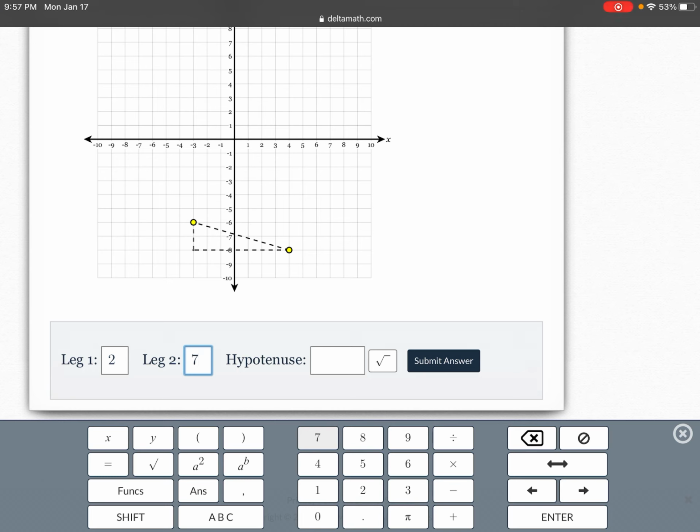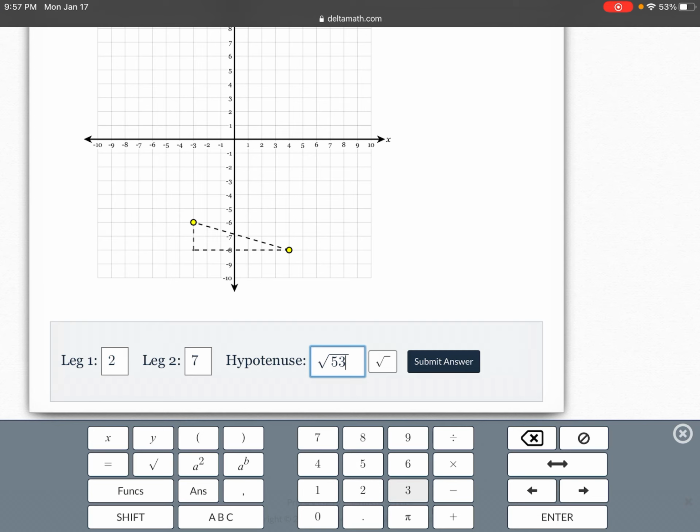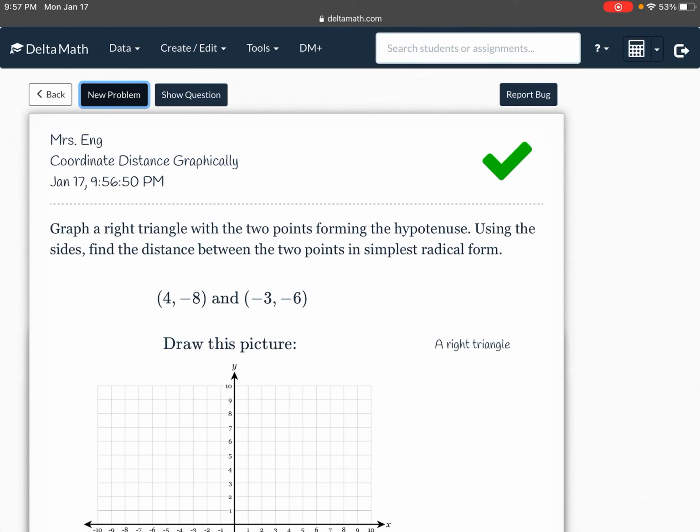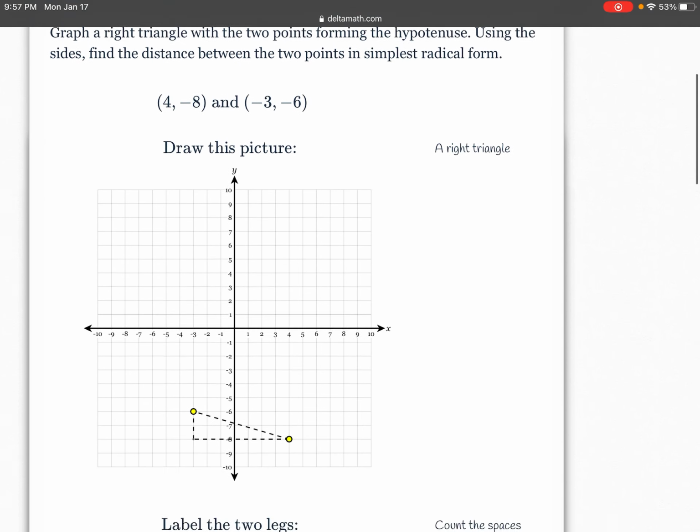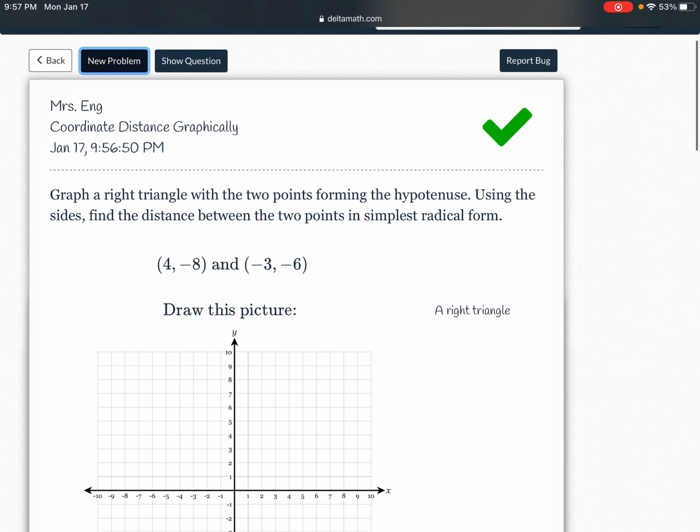So 49 plus 4 is 53. So the hypotenuse is going to be the square root of 53, because when we do the Pythagorean theorem, we have to square root at the end. So I'm going to submit my answer, hit yes, and we got it right.